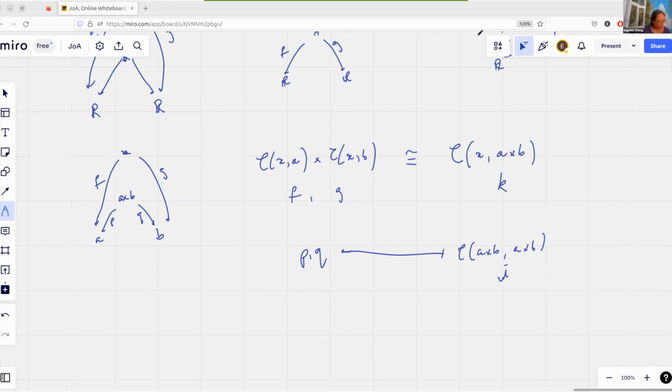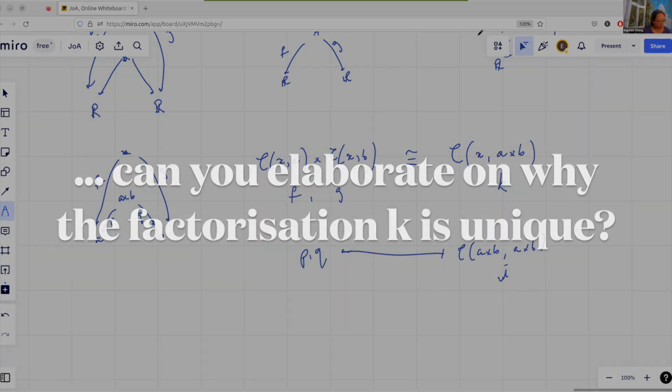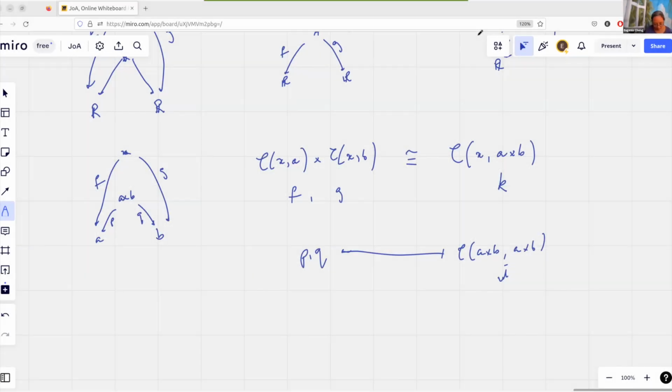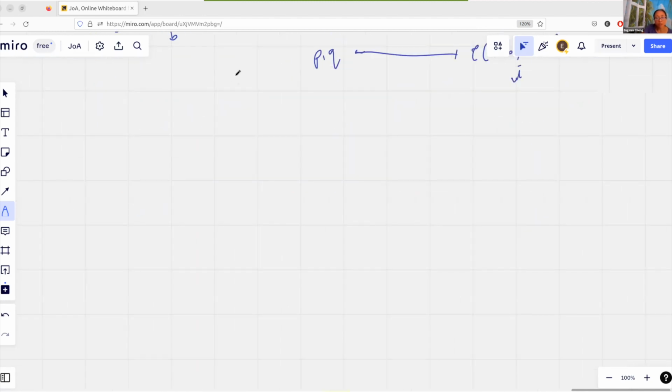Next question. Can you elaborate on why the factorization K is unique? 244 to 245. So there are two possible answers to this. There's the technical one and the philosophical one. So the technical answer for why it's unique is because we've constructed it like that.